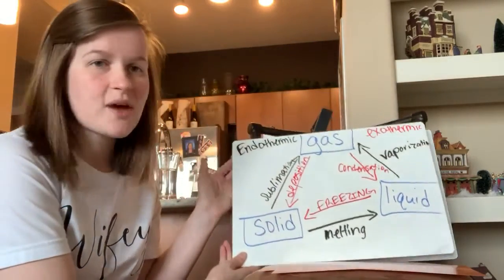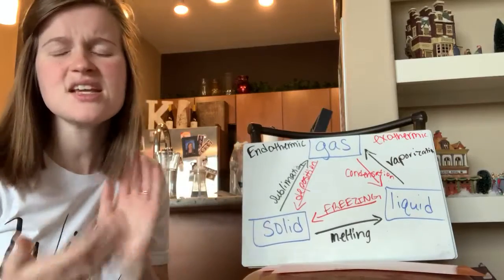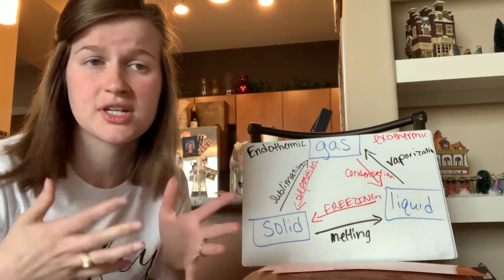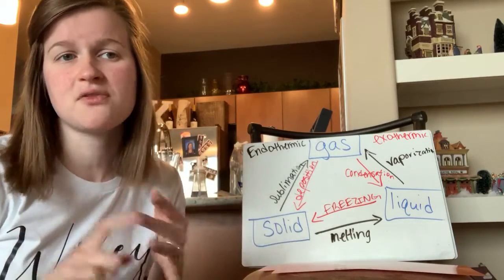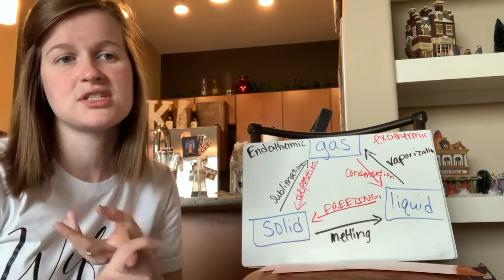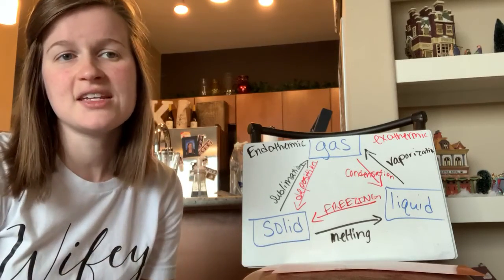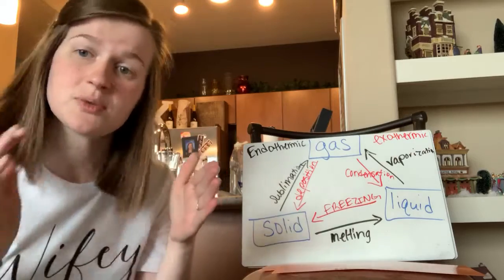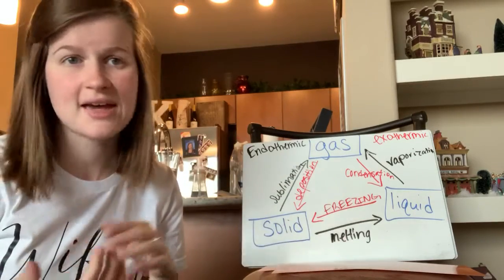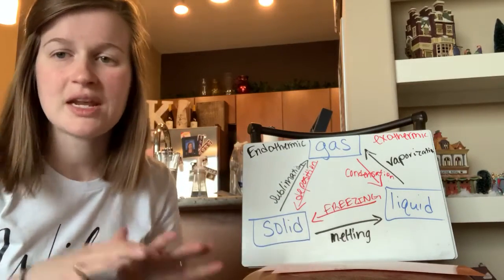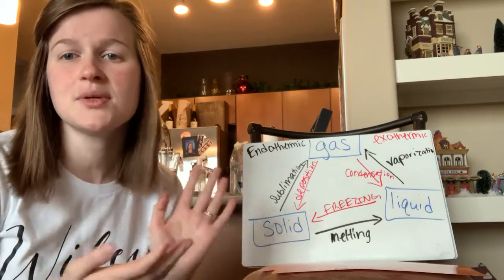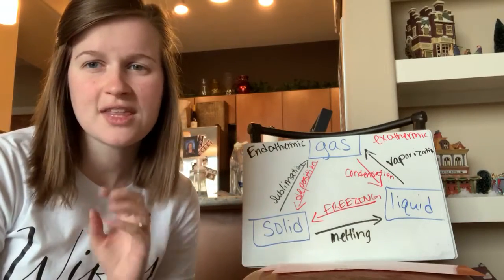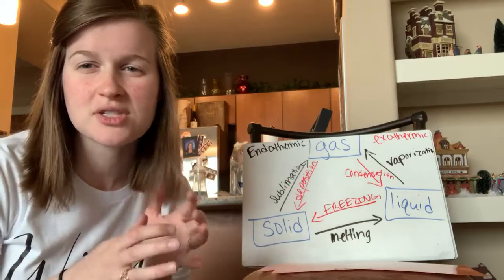In your notes, you also have a state change chart. A state change chart that helps you understand too. It gives you the process: melting, freezing, vaporization, condensation, sublimation, deposition. And then it tells you what's happening. It's going from a solid to a liquid or a solid to a gas. It tells you the motion, speeding up or slowing down, and it gives you an example of each. So hopefully that kind of helps you understand a little bit of what it's talking about.